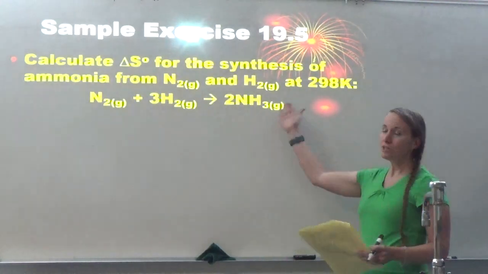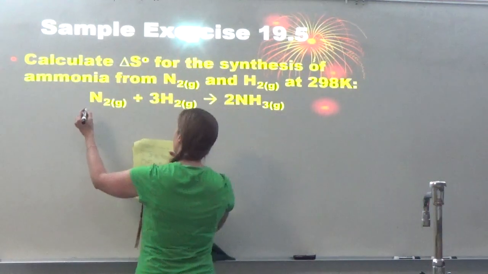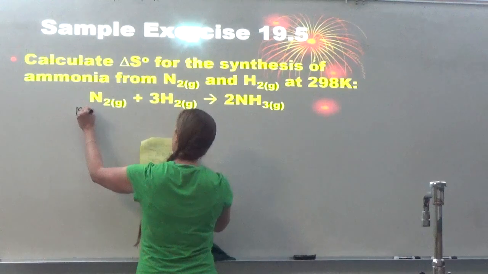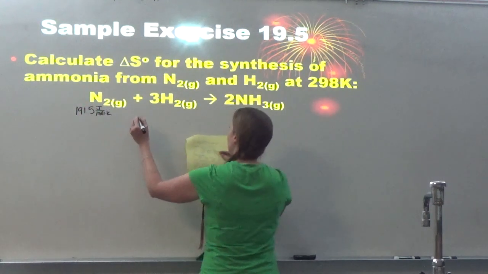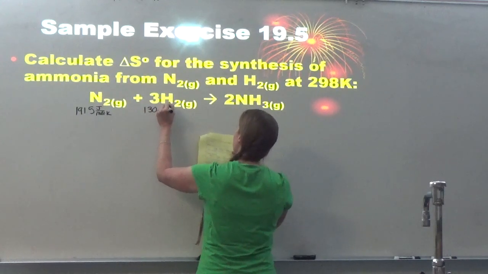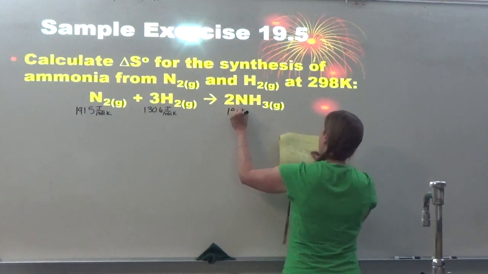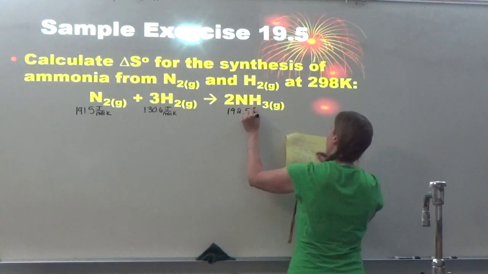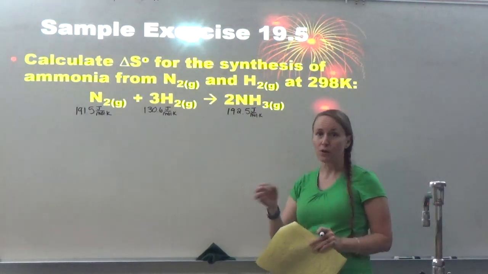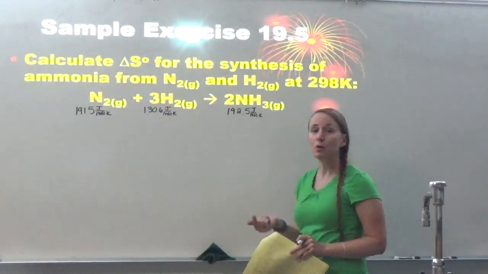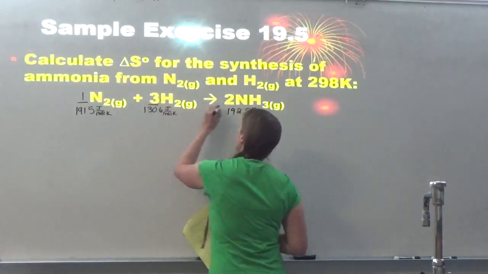Alright, so when I look up delta S for these substances, this is what I find. So for N, I got 191.5 joules per mole Kelvin. And for this one, I got 130.6 joules per mole Kelvin. And for this one, I got 192.5 joules per mole Kelvin. See, the important thing is, y'all, this is joules per mole Kelvin. That means the amount of moles makes a difference. So first thing I need to do is utilize my coefficients.